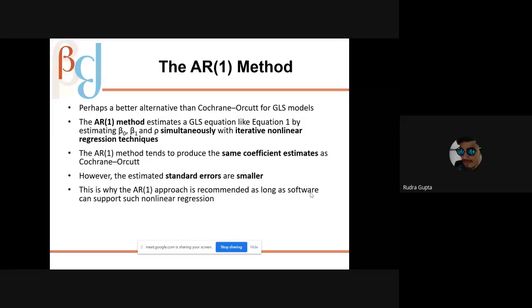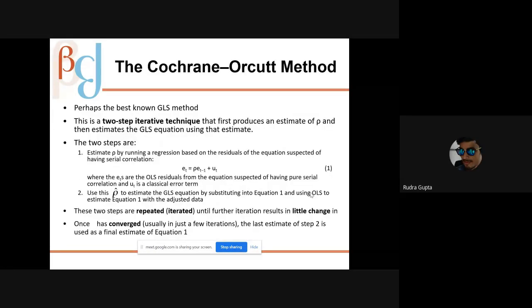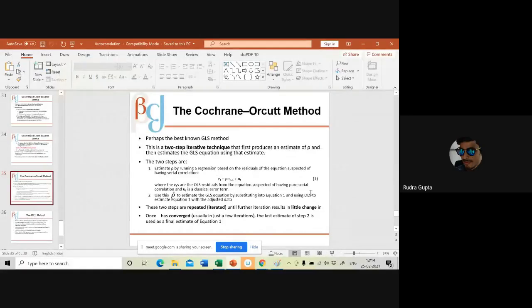Ma'am, I didn't understand the limitation. You didn't understand the limitation of this method? Okay.